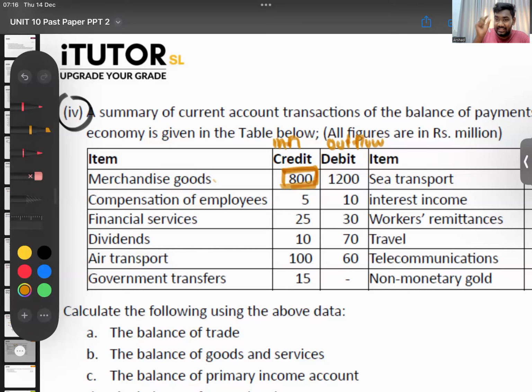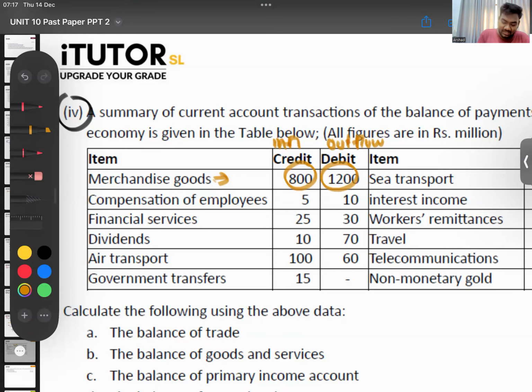So always have that in mind. Whenever you're finding the balances, it will be 800 minus 1200. We have received 800 from our merchandise goods. We have paid 1200 to import merchandise goods. So we have a trade deficit of 400. Always credit minus the debit, not the other way around. So this is the export of merchandise goods, and this is the import of merchandise goods.